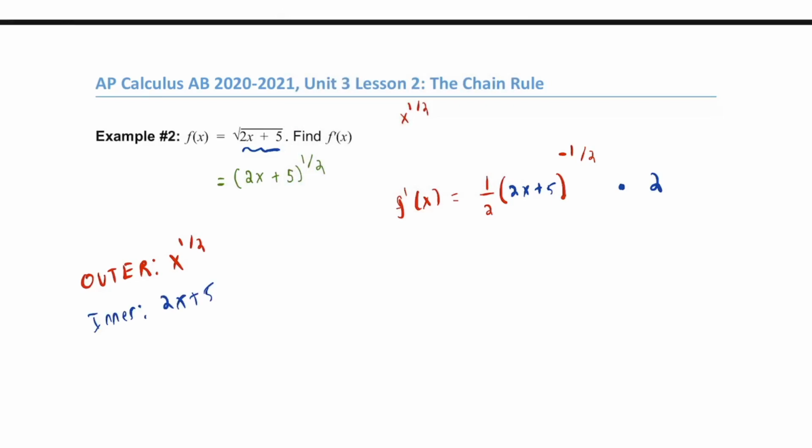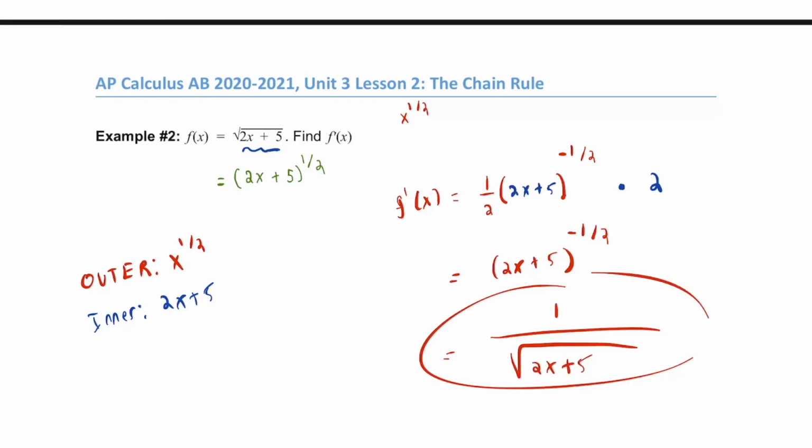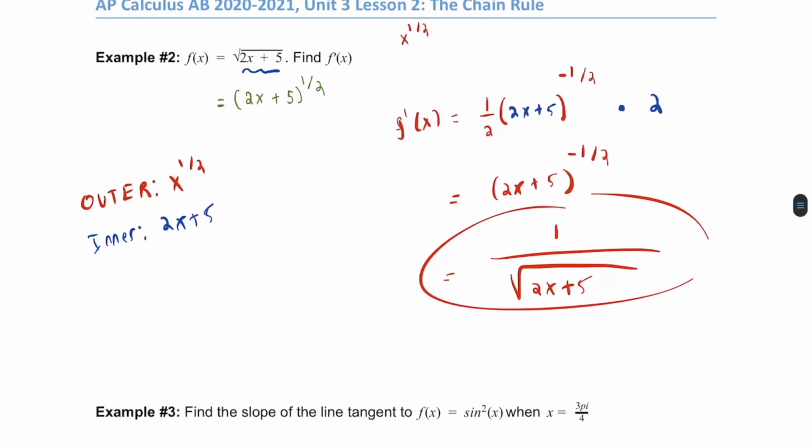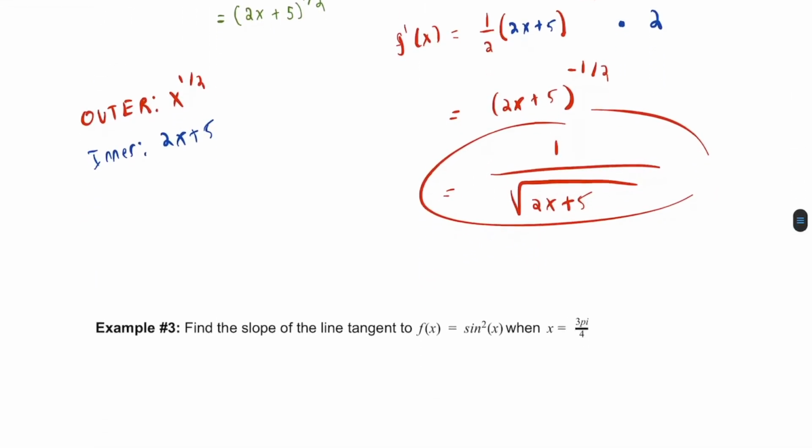But over time, you're just going to get faster and faster at that. And so this works out to 1/2 times 2. This is just 2x plus 5 to the negative 1/2. Or 1 over the square root of 2x plus 5. Same thing there. Now you're really forced to do this. In that case, you were forced to as well.